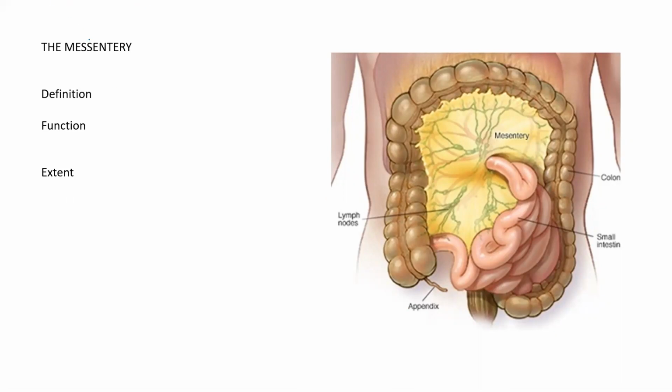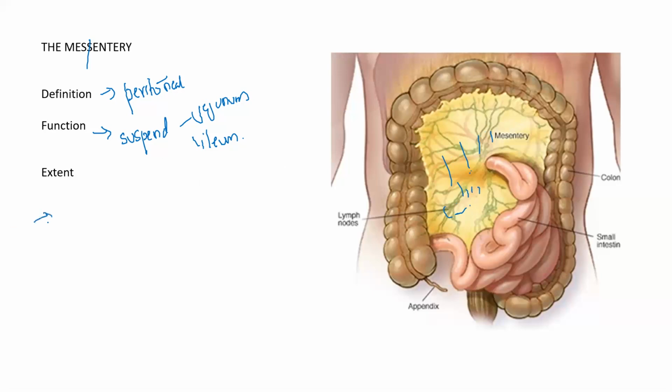So what is the mesentery? That is a broad fan-shaped peritoneal fold that is going to suspend the duodenum, jejunum and ileum from the posterior abdominal wall. It extends from the posterior abdominal wall to suspend the jejunum and ileum. Why is it so yellow in color? Because of the fat content there.